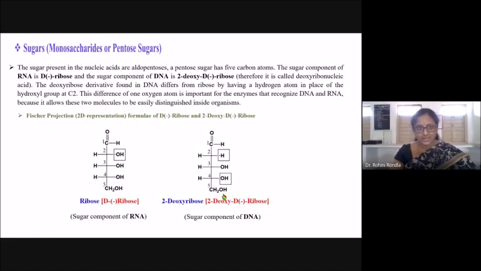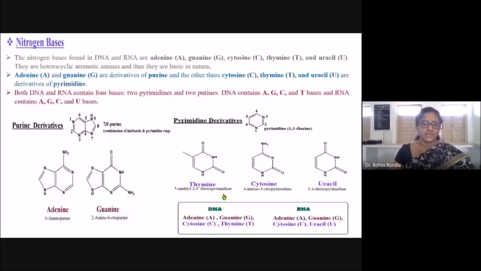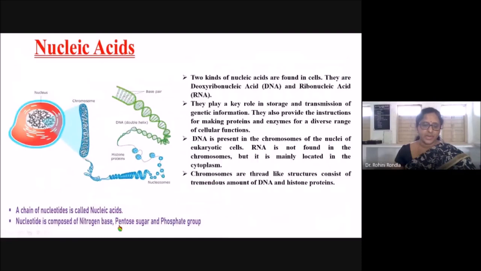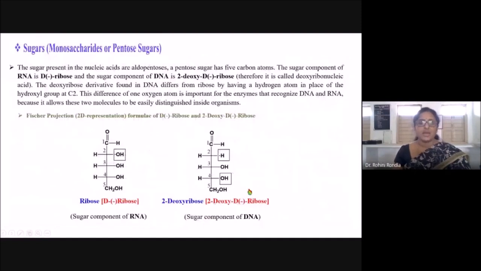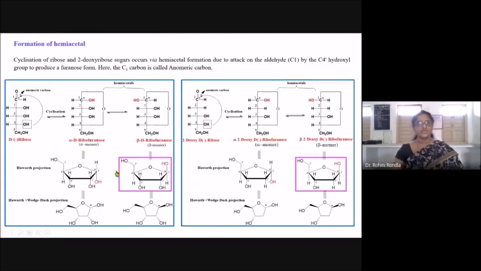Next one, what is the third component in nucleotides? Phosphate group, right? Yes. The first component is nitrogen base, then pentose sugar, and then phosphate group. Let us see. Okay, I have to tell one thing. Sorry. Let us see the formation of hemiacetal. See this. This is D-ribose, and this is 2-deoxyribose. This ribose is present in RNA, and this ribose is present in DNA.